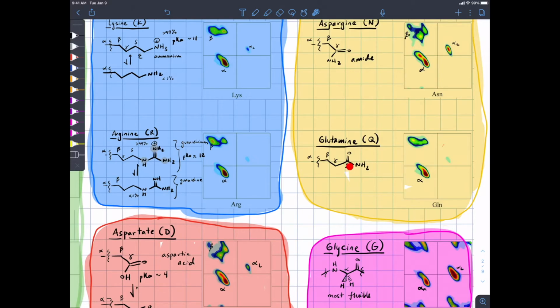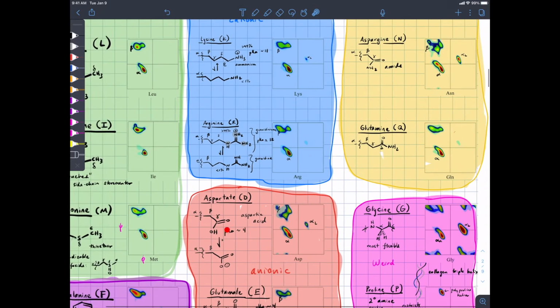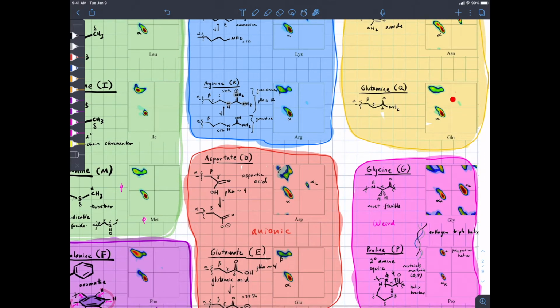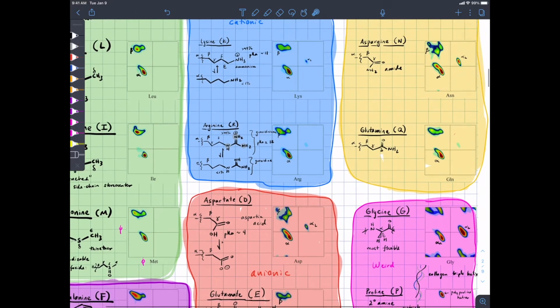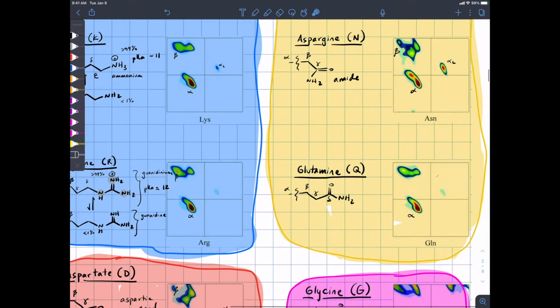Glutamine is the amide version of glutamic acid or glutamate, where you replace the OH of glutamate with the NH2 group. It also has a similar dihedral angle preference, as does glutamate. These side chains are great at hydrogen bonding. I don't know how you're going to remember N and Q, so good luck with that. I have to memorize it.